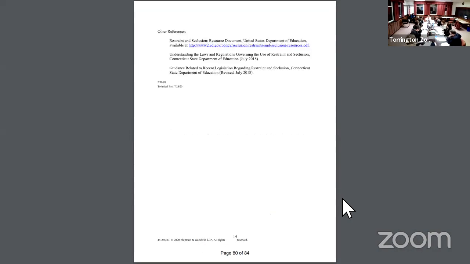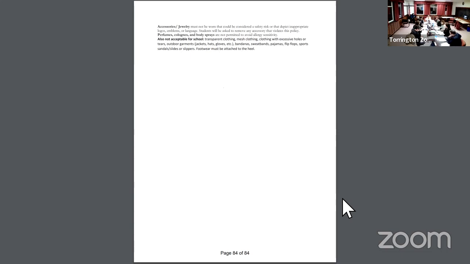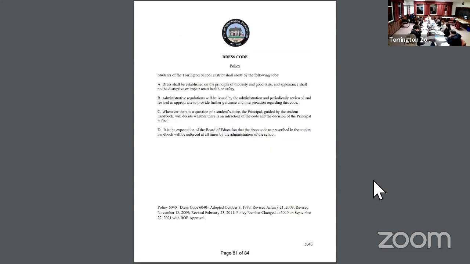Yeah. So what you handed out, I was able just to go online and Google it, like Torrington High School Handbook 21, 22, and you can still find that through a Google search, and the same thing with the middle school. I don't think I was able to find the middle school. No, I was able to find both of them.